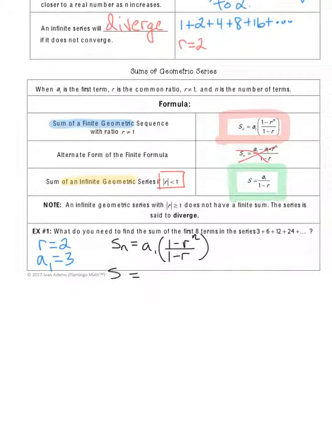And so I'm going to do the sum of 8 terms. My first term is 3, and my common ratio is 2 to the 8th, and then divided by 1 minus 2. All right, if you throw that in the calculator, you will get 765.